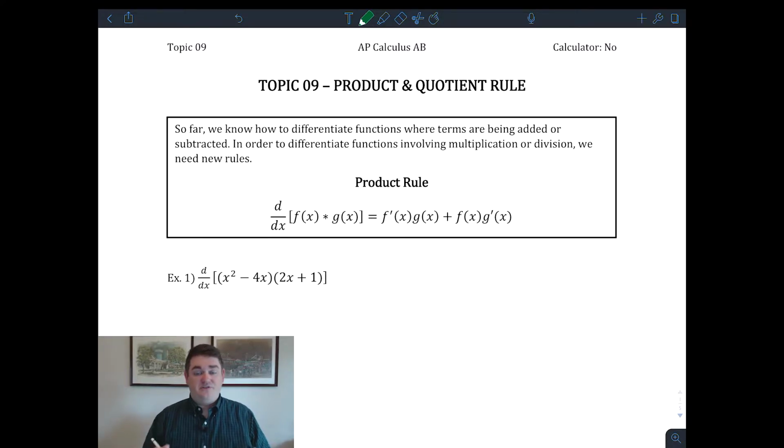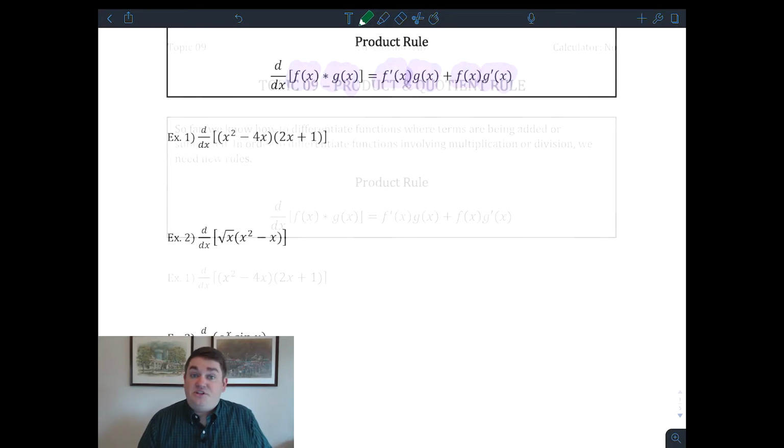If you're taking the derivative of two expressions that are being multiplied together, you're going to take the derivative of the first one times the second one as is, plus the first one as is, times the derivative of the second term. And that is the derivative of that product. If you want to know why this works, there's a link in the description to a why it works video for the product rule. So let's put it to work.